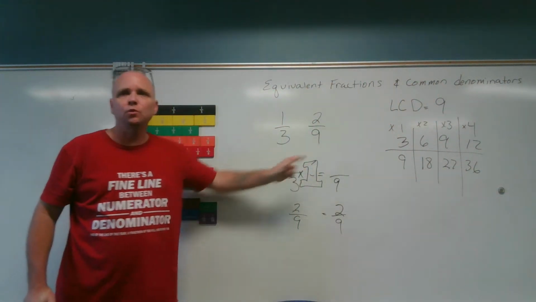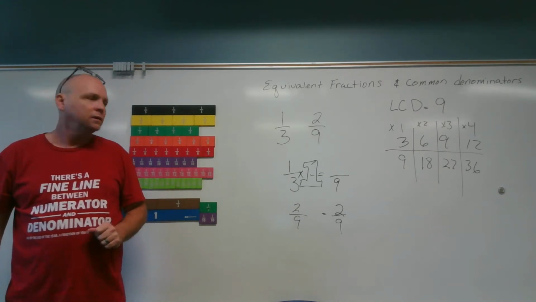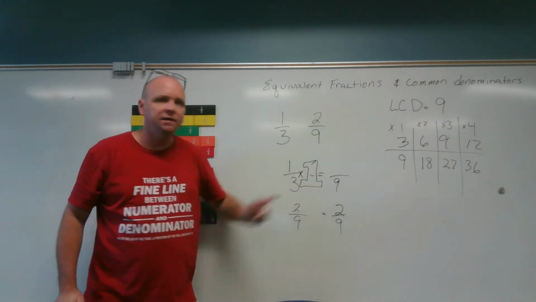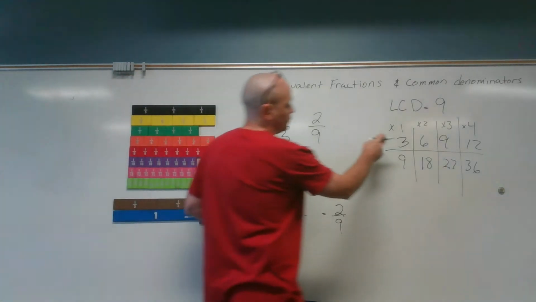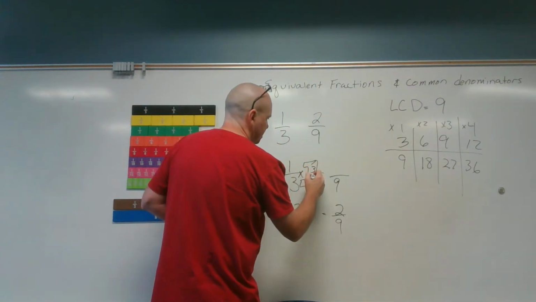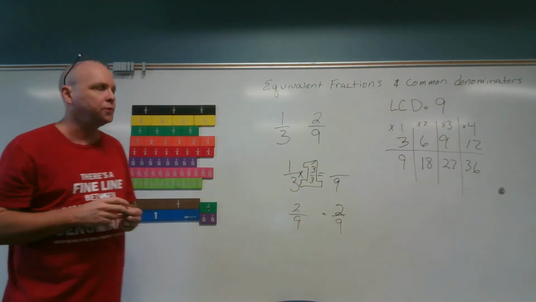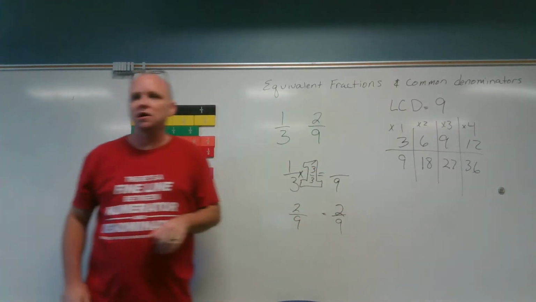Morgan, what fraction that equals 1 would I choose? 3 times what is 9? 3. And I can always look over here. 3 times 3 is 9. So 3 times 3 over 3, because 3 over 3 equals 1. And when I multiply fractions, I multiply straight across.